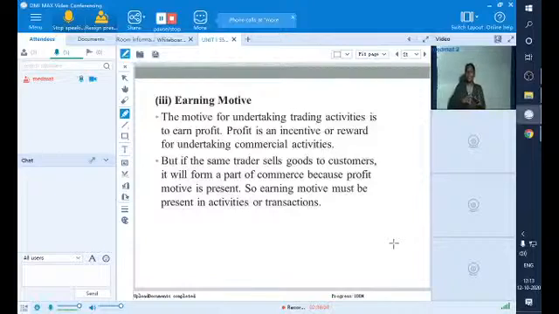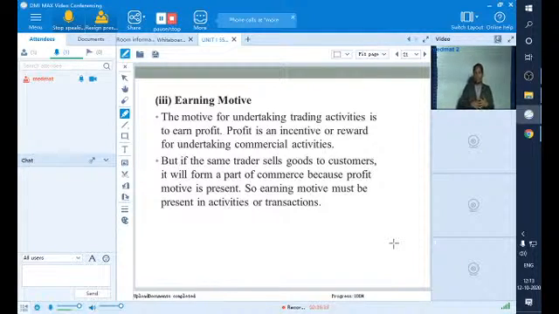But if the same trader sells goods to customers, it will form part of commerce because the profit motive is present here. We are going to sell the goods to the end users. For what purpose am I selling a good to an end user? I am selling a good to my customer or end user to earn a profit. So here my motive is to earn a profit.